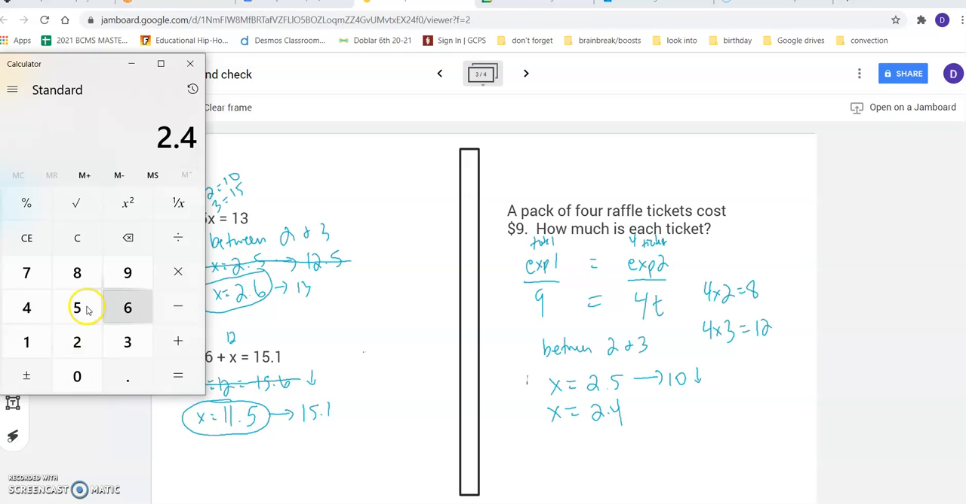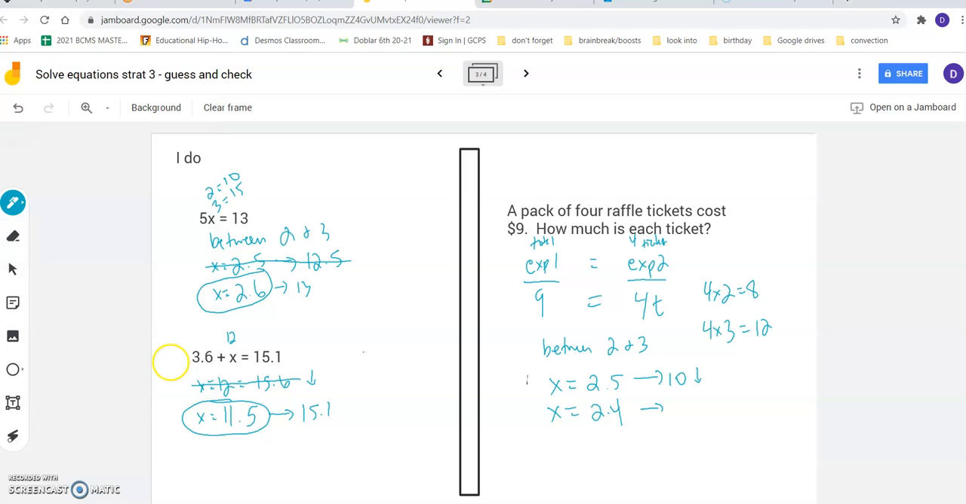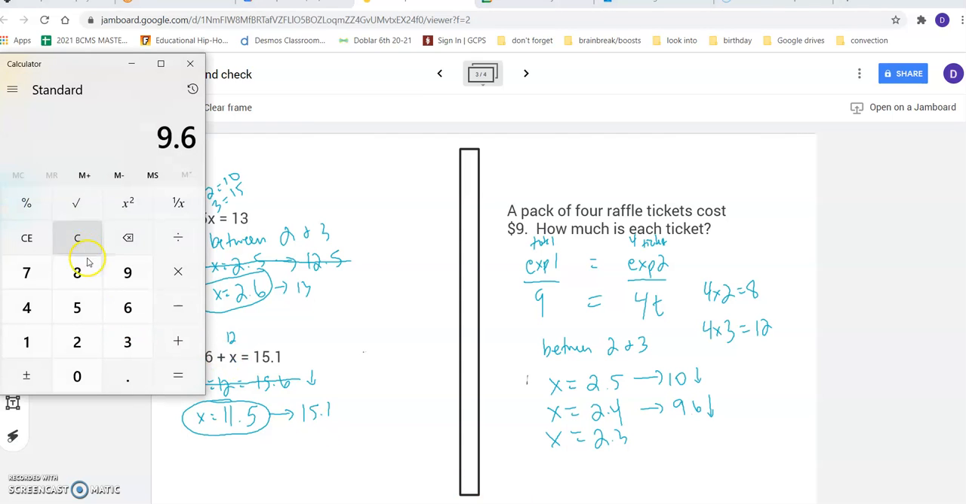2 4/10 times 4. Will that give me 9? Nope, still too high. So I still need to go down more. Let's try 2 3/10. This is the guess and check strategy. Just throw a guess out there and see if it works. And if not, make your adjustments.